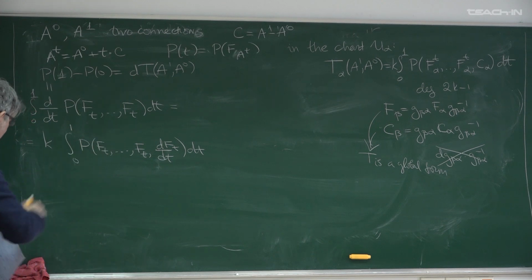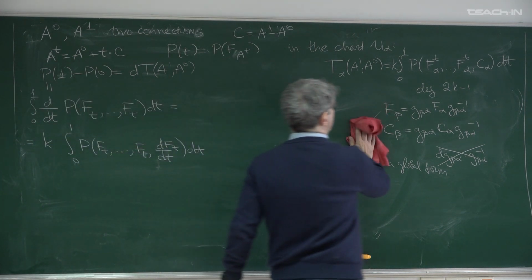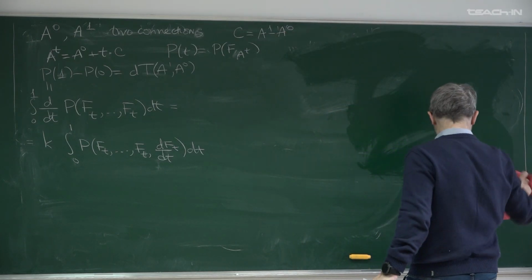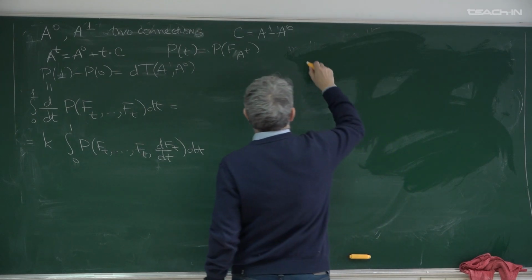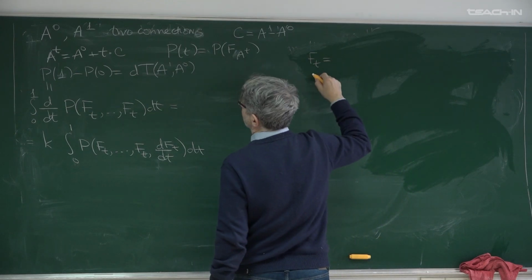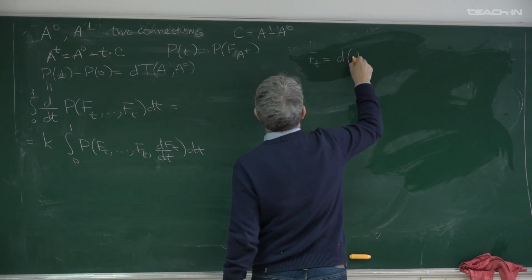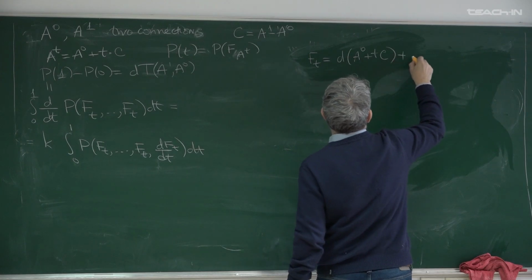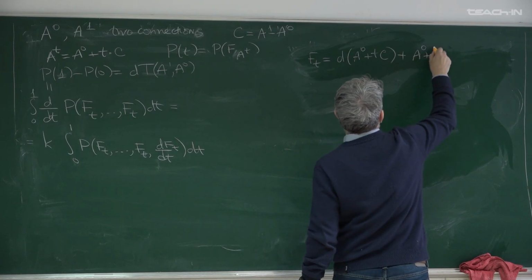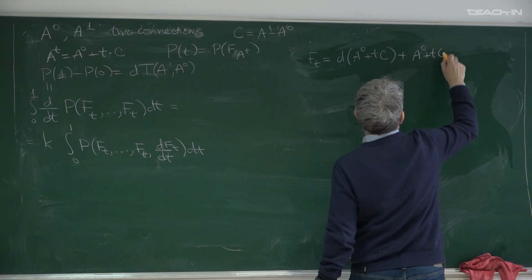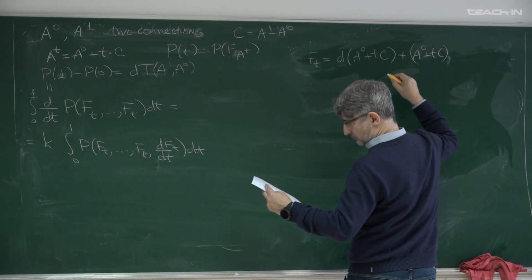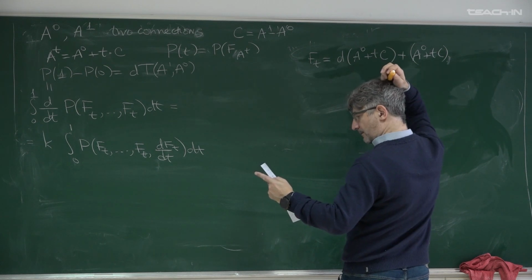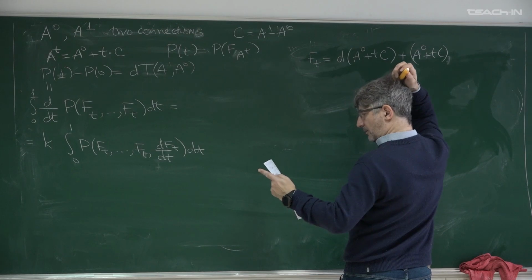Okay, so I erase the right-hand side, and let's go. What is F_t? So I take d of A0 plus tC, plus the commutator of A0 plus tC with itself. Am I writing with the commutator or not? I'm writing with the commutator, okay.